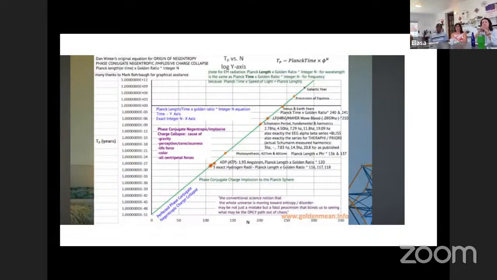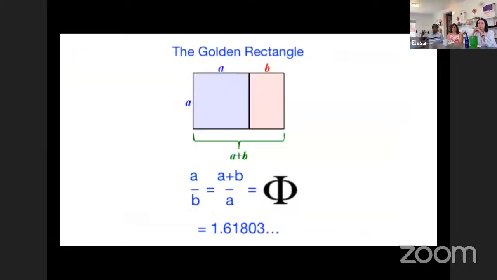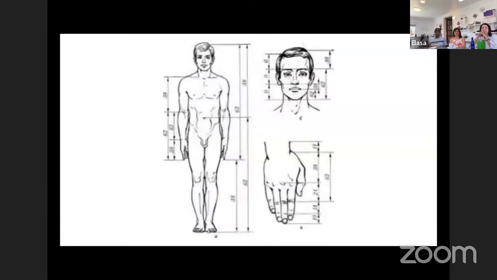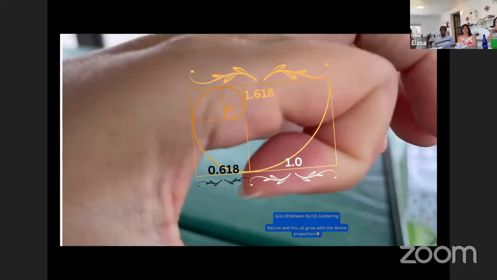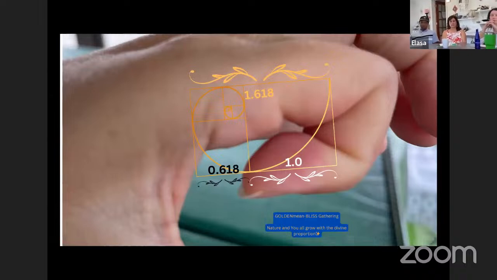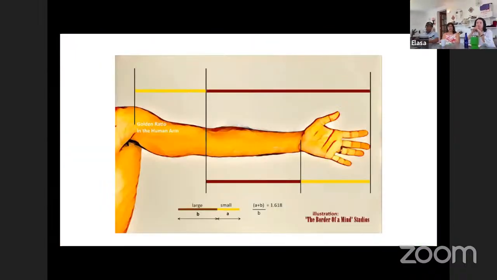So this is just a slide. When you see this, I'm going to send it to everybody so you can see all the different things that are also in this formula when we multiply the golden mean ratio, integers times Planck. And here's this formula we're going to work with our arm. This is with my finger, just showing the rectangle overlaid over my finger. But here's the arm exercise.